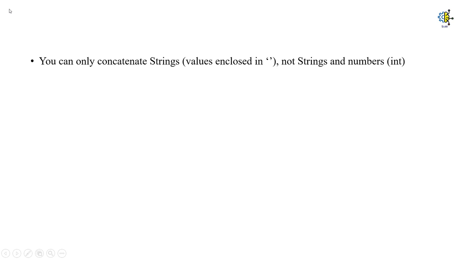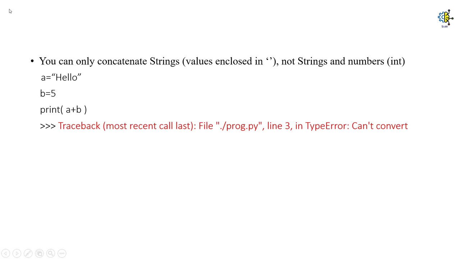Mind you that you can only concatenate strings or values which are enclosed in quotation marks, and not strings along with numbers or values that you store in int. For example, here I have a string called hello, and here I have a variable which stores the value 5. This is an int variable. What happens if I print a plus b? I'll get an error because I cannot concatenate strings with other data types.